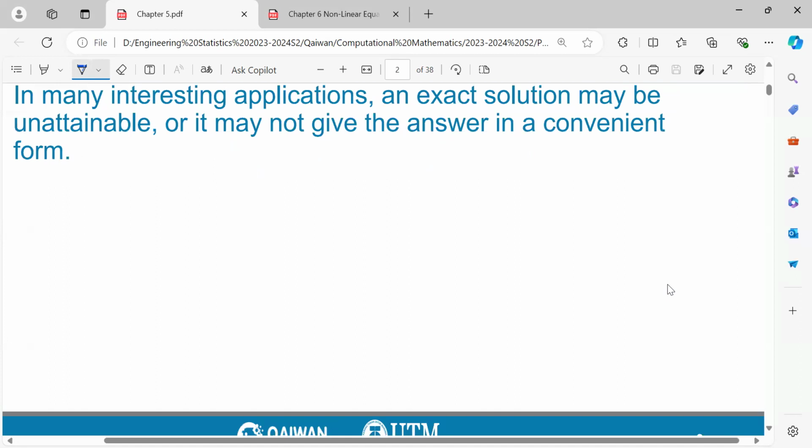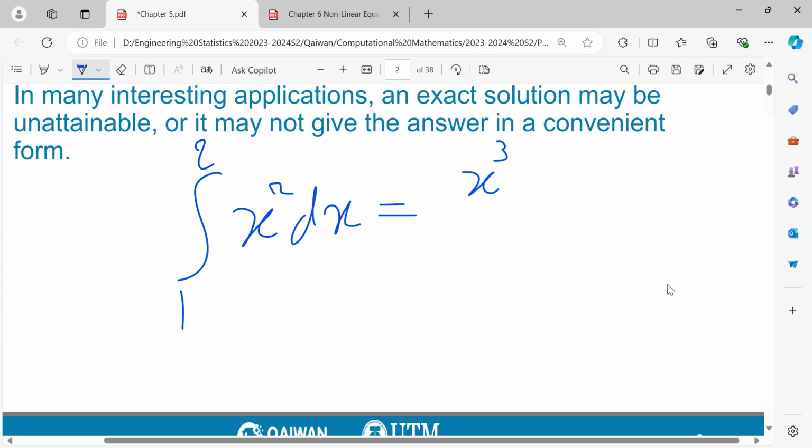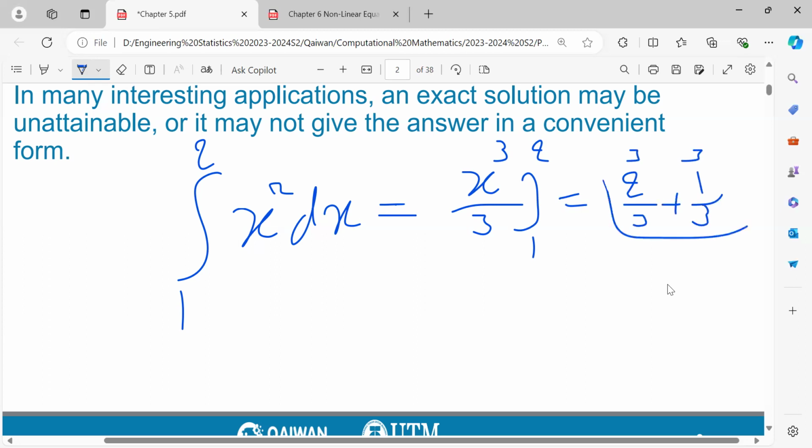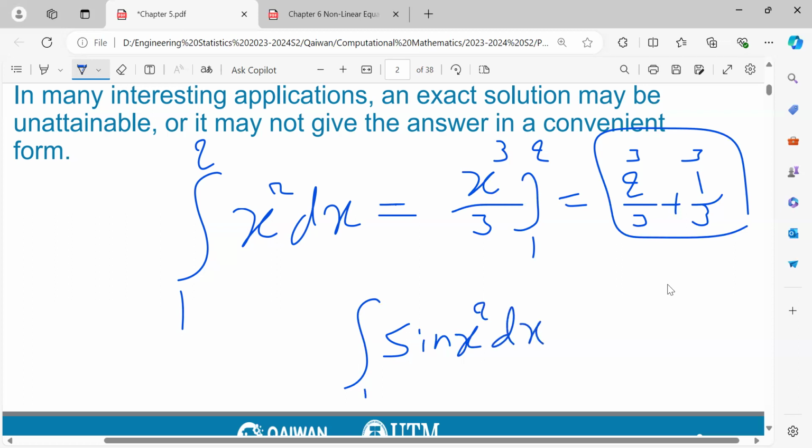For example, here integration of x squared dx, let's say from 1 to 2, it's easy and you could evaluate it. We have rules for finding this integration, which equals x cubed over 3 from 1 to 2, which equals 2 cubed over 3 minus 1 cubed over 3. This is easy. What if we have integration of, let's say, sine x squared dx from 1 to 2? How about this one?